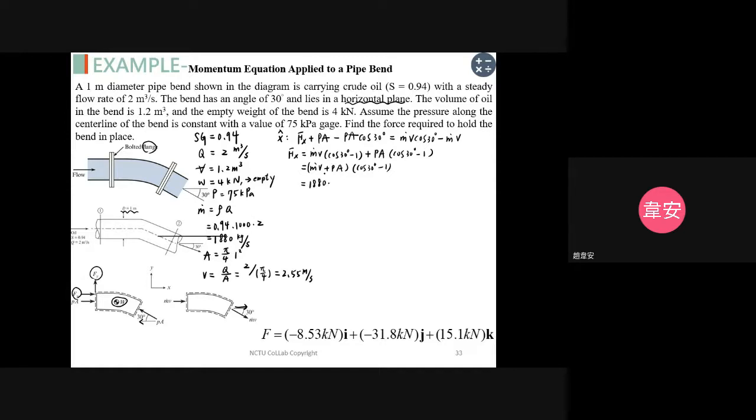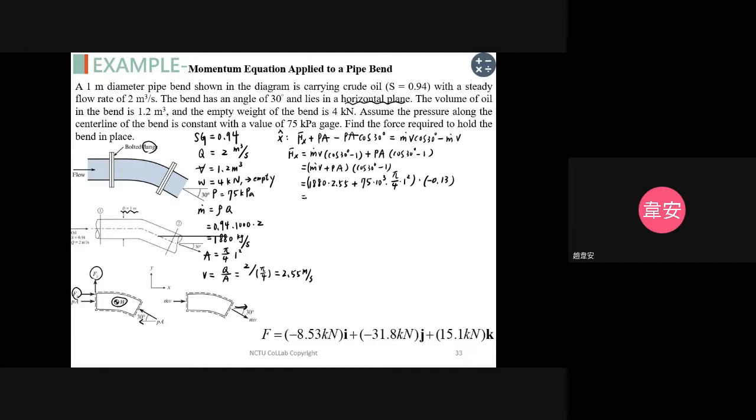The mass flow is 1880, multiplied by the flow velocity 2.55, plus the pressure here is 775 kilopascal, multiplied by the area, pi over 4 times 1 meter squared, and cosine 30 degrees minus 1, which is equal to minus 0.13.